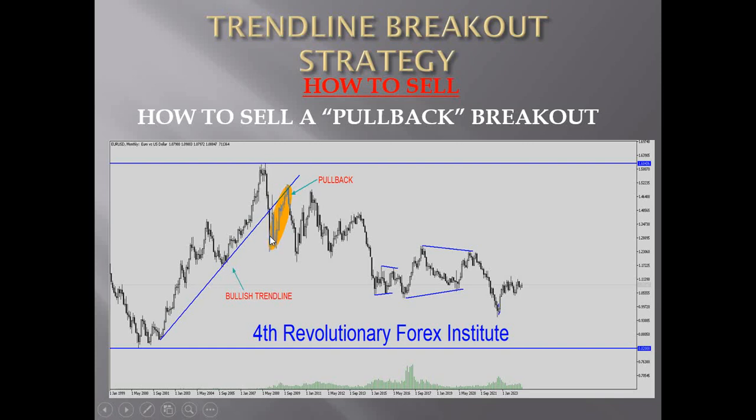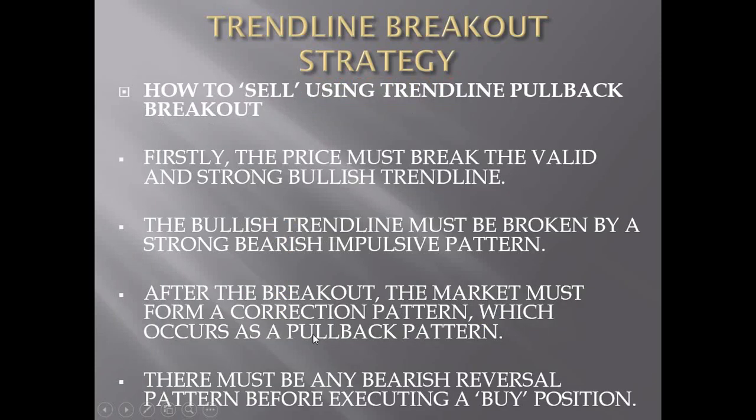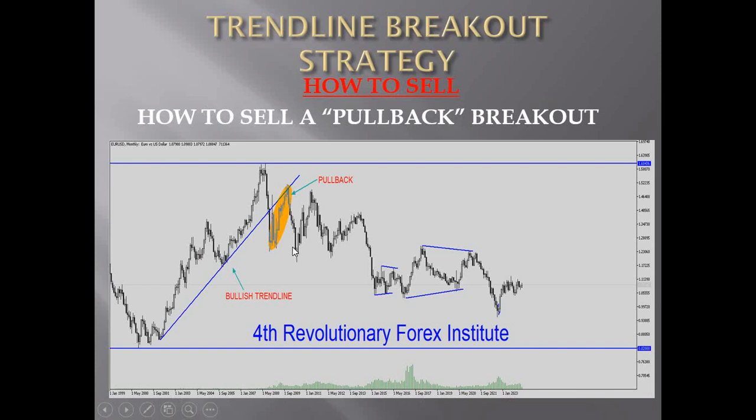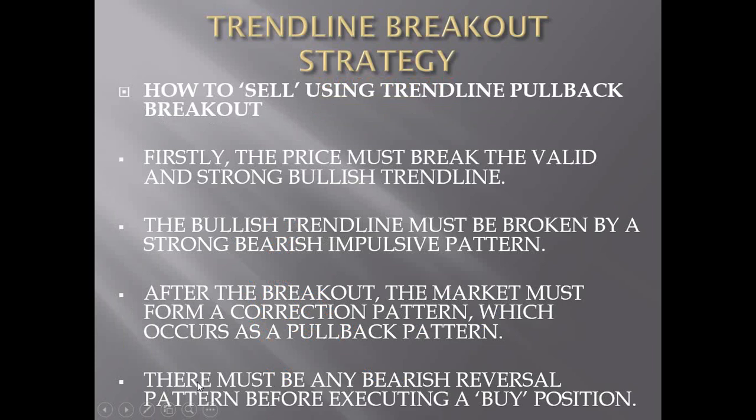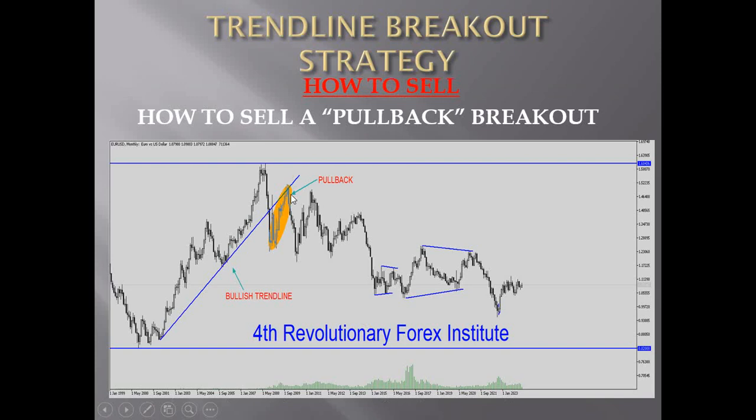So number one, we have a bullish trend. The bullish trend must be broken by a strong movement. Then for number three, after the breakout, the markets must form a correction pattern, which acts as our pullback. Let's go back to our slide. Then for number four, there must be a bearish reversal candlestick pattern or any reversal pattern. In this case, we have a bearish engulfing pattern. That is how we sell using a pullback breakout.